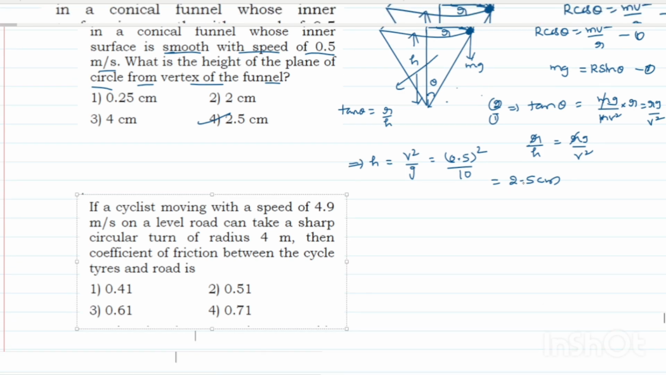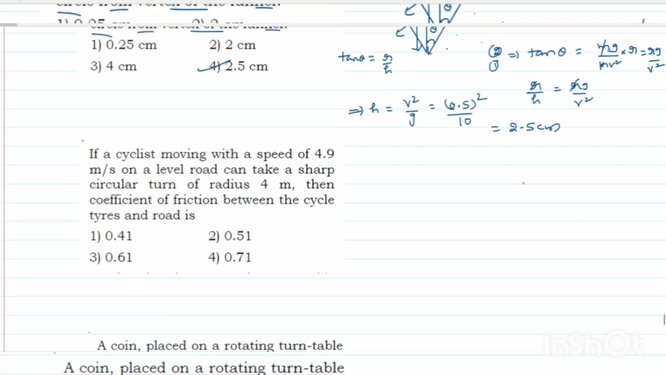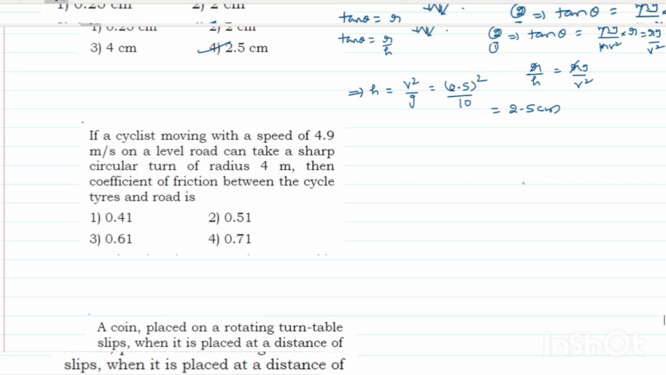Let us see the next question. If a cyclist is moving with a speed of 4.9 meter per second on a level road, it can take a sharp circular turn of radius 4 meter, then the coefficient of friction between the cycle and the road they are asking.